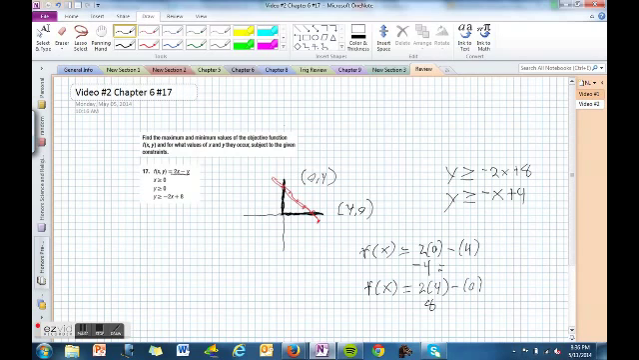Negative 4 is the minimum value, and 8 is the maximum value. And that is how you find the maximum and minimum value of an objective function given some constraints.